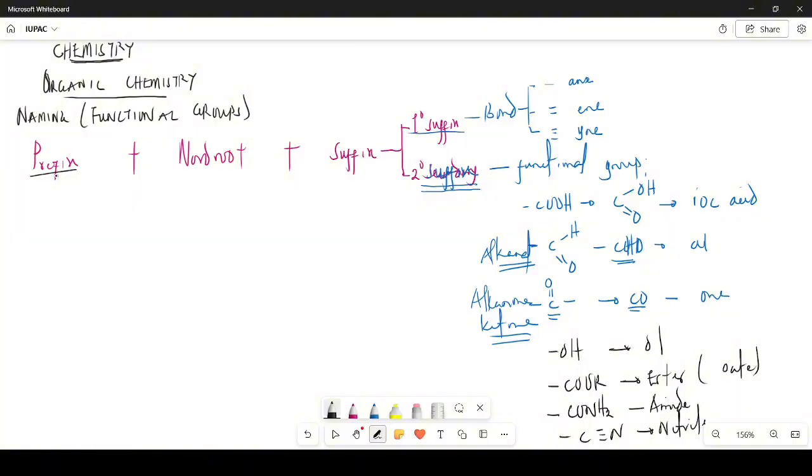Recollect from what we've said in our previous classes. We said whenever you see any prefix, the prefix is simply any attachment.